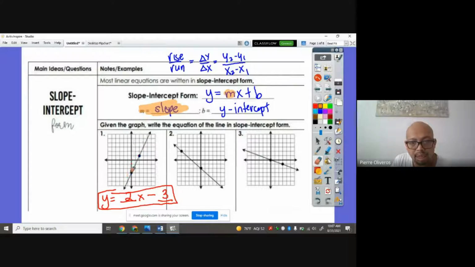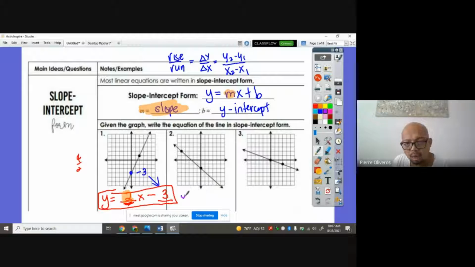Again, let's review. You can tell that the slope is 2 here because from this point to that point, you went up by 4, 1, 2, 3, 4, and you go right 2, 1, 2. Rise there is 4 and run there is 2. 4 divided by 2 is 2. That's why you have a slope of 2 here. And the y-intercept, the b, we got it from where the graph intersects the y-axis, which is at this blue point. It so happened to be negative 3. That's why you put negative 3 there.